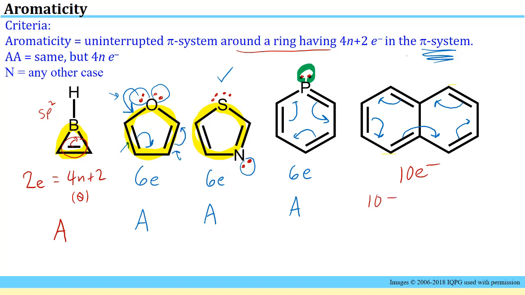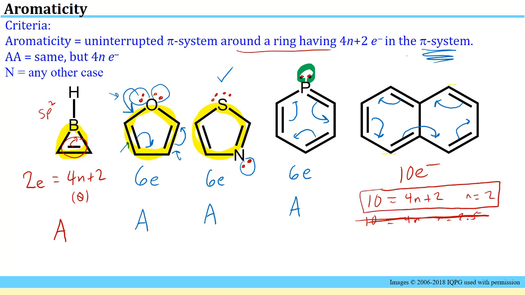If I try to solve 10 equals 4n plus 2, maybe it's aromatic, 10 equals 4n. I need n to be an integer. If I check to see if it's anti-aromatic, n equals 2.5 here, well, it's not an integer. But n is an integer when I try to plug 10 into the Huckel rule aromatic equation. So this is an aromatic system.